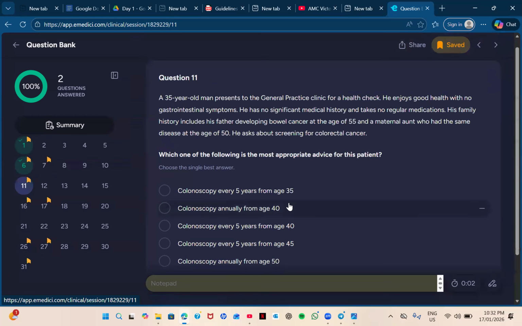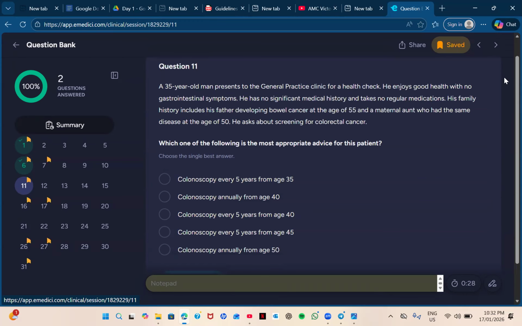So, a 35-year-old man presents to the GP clinic for a health check and he enjoys good health with no GI symptoms, and he has no significant medical history and takes no regular medications. Family history includes father developing bowel cancer at age 55 and a maternal aunt who had the same disease at age 50. He asked about screening for colorectal cancer. So what is the answer? Type your answers in the chat.